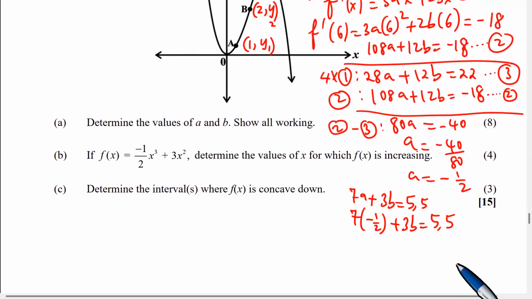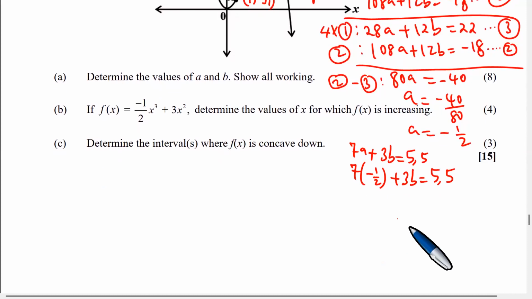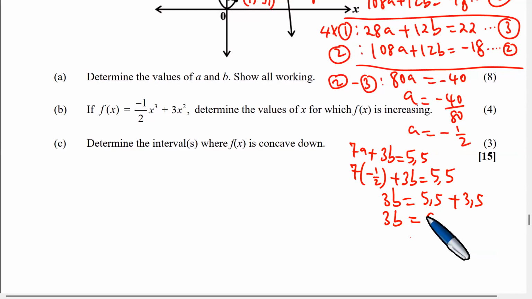Okay, we want to solve for b from this. What is the numerical value of b? It's obvious because 3b is equal to 5,5 minus 7 divided by 2. 7 divided by 2 is 3,5. And so this is now minus. If you move it across, it's going to be plus 3,5, which is the same as 3b equals 9. You divide both sides by 3, you get 9 thirds, and 9 thirds will give 3.